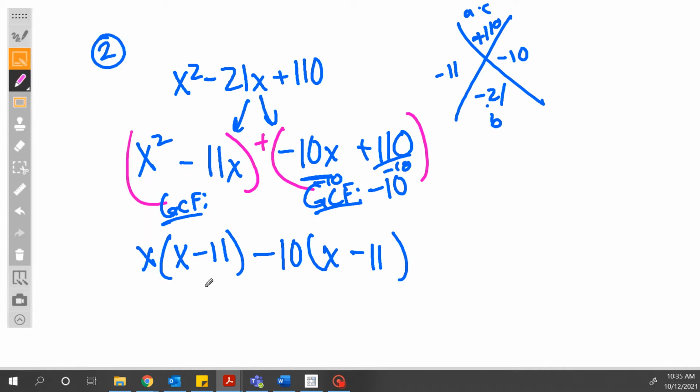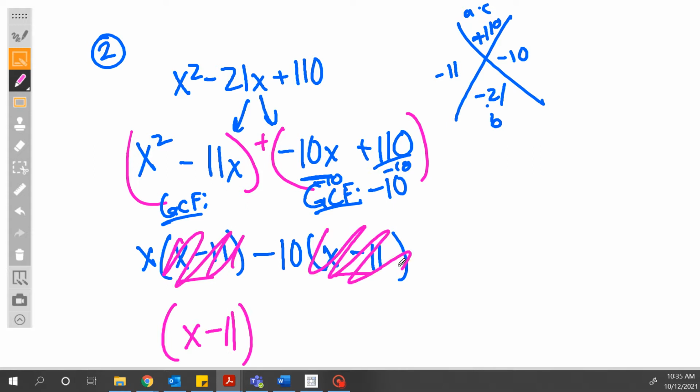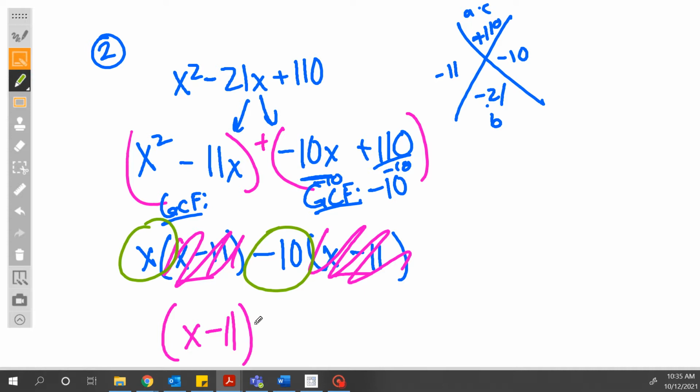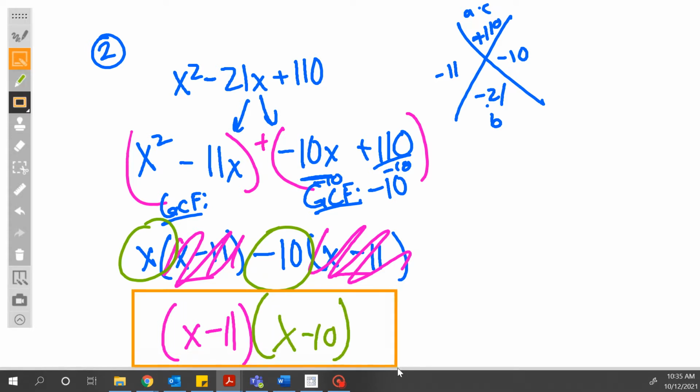And these two are the same, which is good, so that's going to be one of my factors. And what is left over, x minus 10, is going to be my other factor. So my fully factored form is x minus 11 times x minus 10 for number 2.